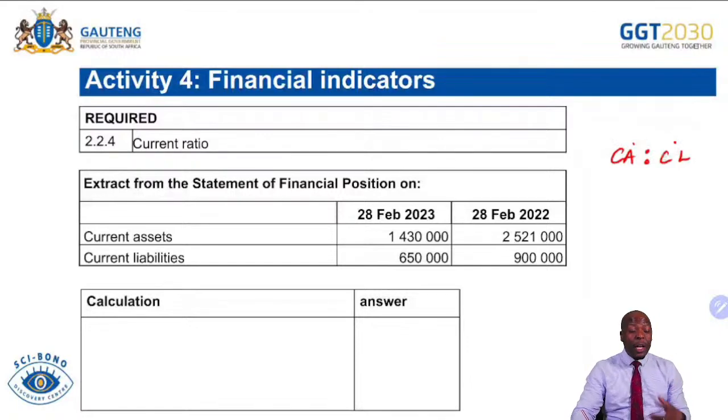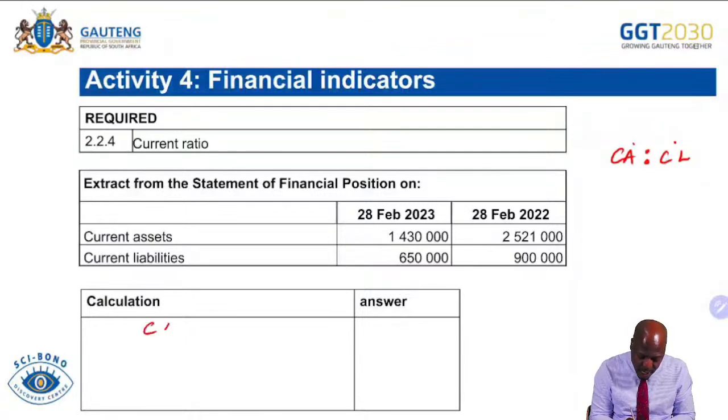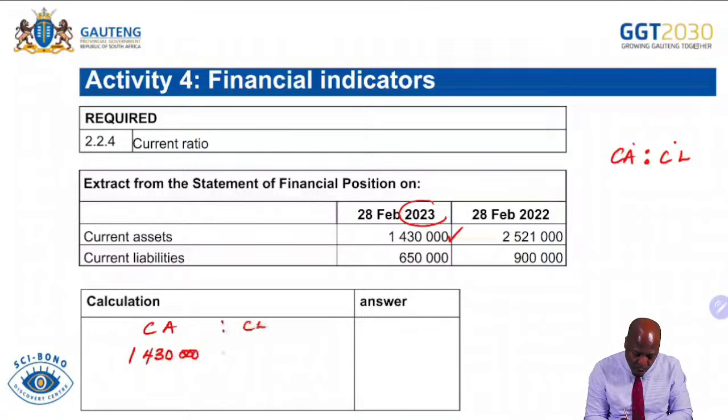I always encourage you, do not over depend on this formula sheet, but you should know your formulas offhand, so that whenever they say what is the current ratio, already in your mind you know it is my current assets as to my current liabilities. Are you ready? Let's go. What is my current assets? Remember, we're calculating for the year 2023. How much is my current assets? 1,430,000. As to what? My current liabilities. How much is my current liabilities?